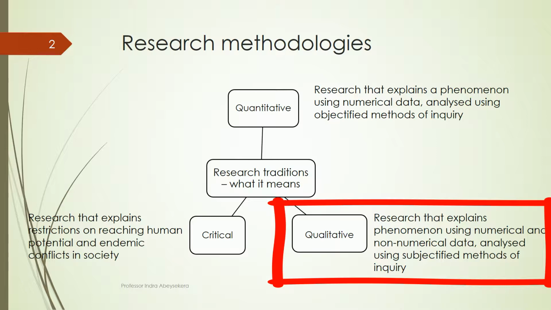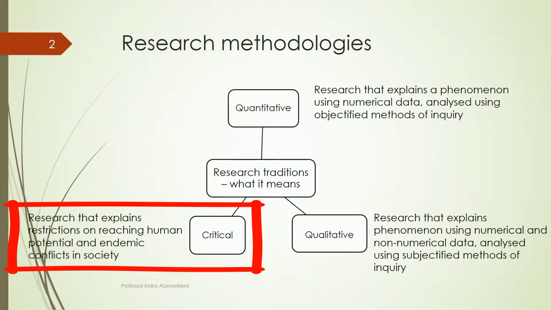The third is the critical research methodology, where that research philosophy explains restrictions placed upon humans in reaching their potential and explains conflicts that are endemic in society.